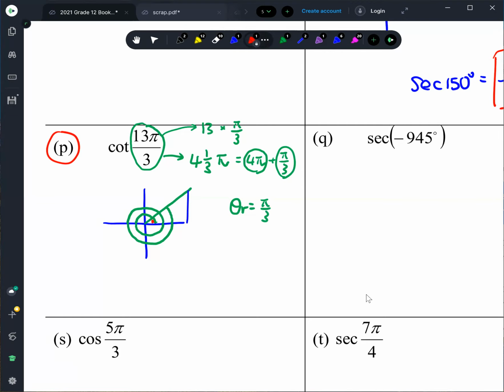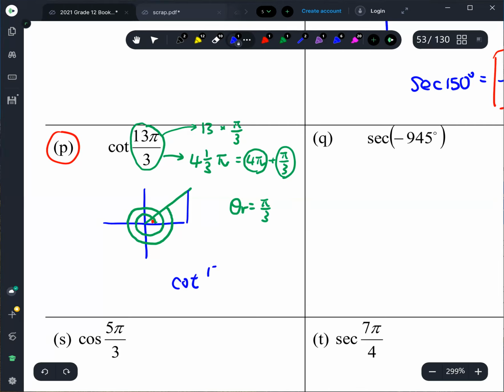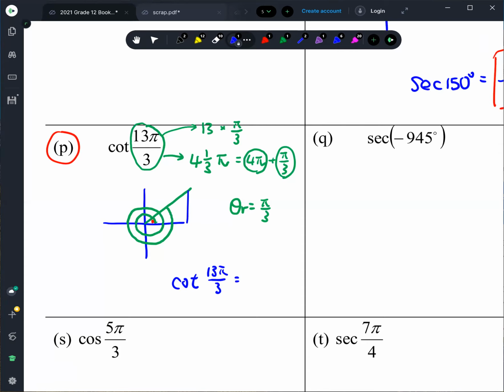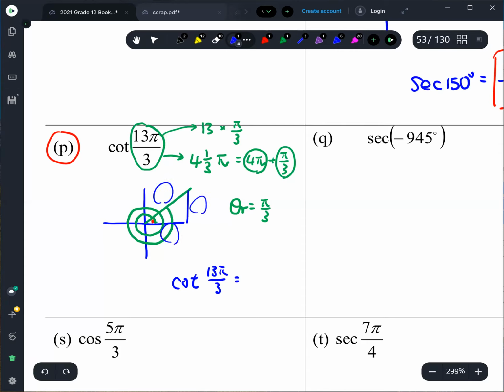Okay, because it makes 4π and then π over 3 more, right? So π over 3 is the reference. Okay, and then step 3 is to write out our ratio, side ratios. And remember, we are doing cotangent. Okay, so please fill in the sides, and then write out the ratio. Okay, raise your hand if you have your answer.